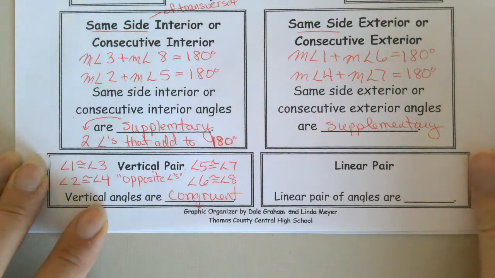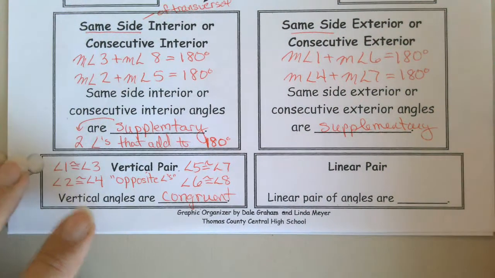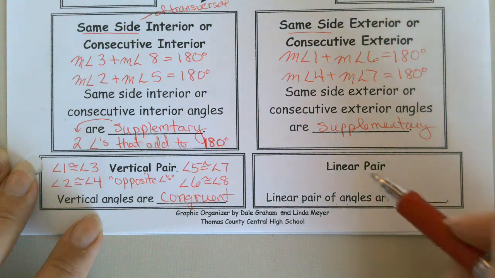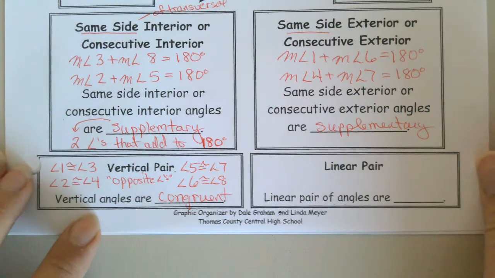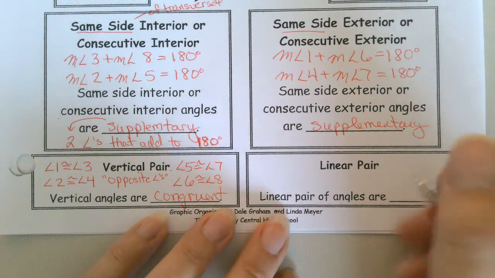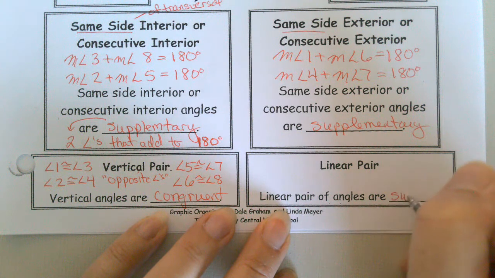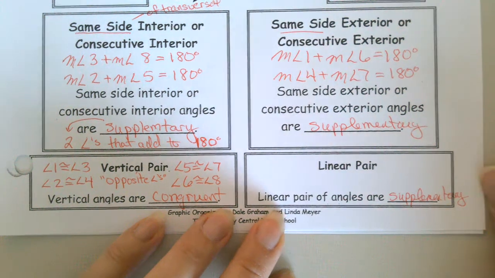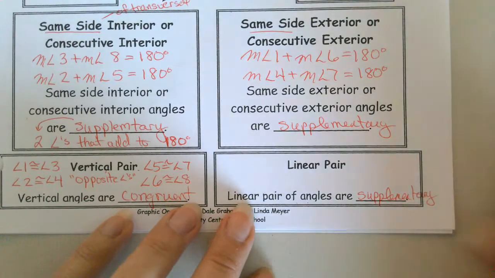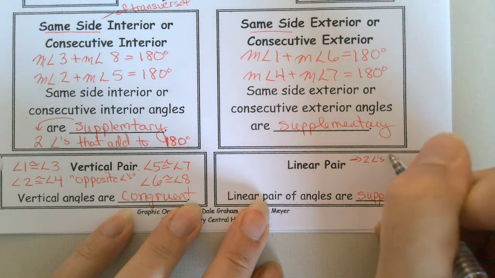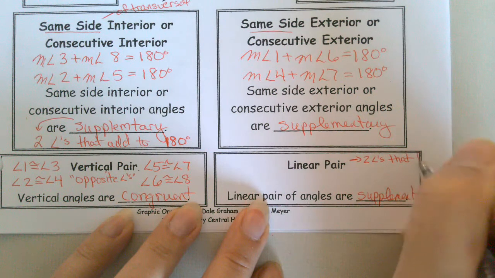So vertical pair or opposite angles. All right, last one we talked about, what we didn't officially write down, are called linear pairs. Linear pairs are two angles that form a line. So linear pair of angles are also supplementary. That's what's hard: most of these are congruent, and then we get some that add up to 180 degrees. A linear pair are two angles that form a line.